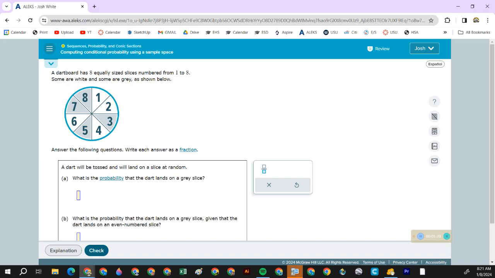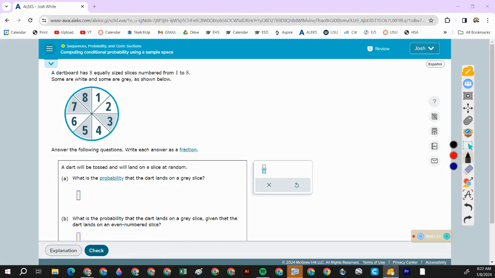So a dartboard has 8 equally sized slices, numbered 1 through 8. Some are white, some are gray, etc. A dart will be tossed and will land on a slice at random. What is the probability of getting a gray slice? I don't know if you guys can see that. Can you see the gray? So how many are gray? 4 out of 8 total, so 4 out of 8 is 1/2. What is the probability of getting gray? That would be 1 out of 2.